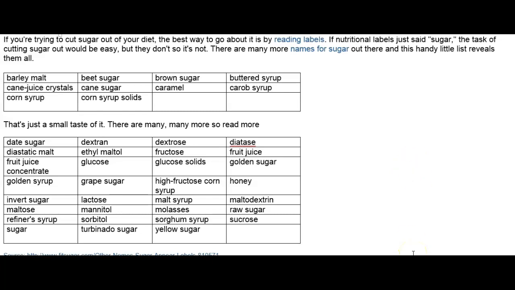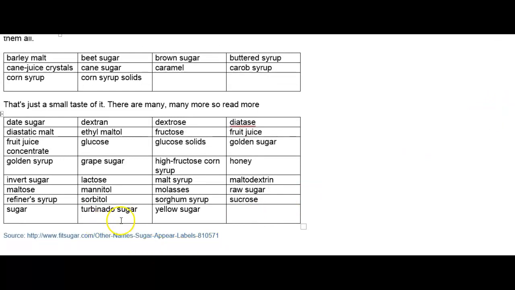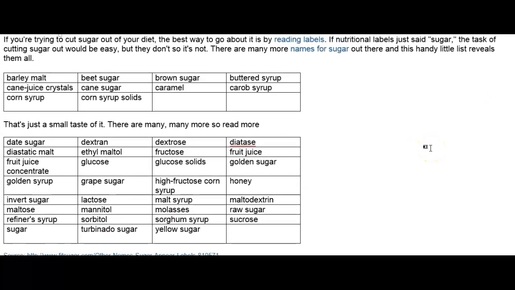So barley malt. Probably the ones that say sugar give it away, huh? Let's look at these ones down here. If it ends in O-S-E, like maltose, that's sugar. Mannitol, sorbitol. Turbinado sugar is, okay, so we have our really super processed sugar. Turbinado is a little less processed. Sometimes you'll see that turbinado, so it's not as processed, and it looks a little brown. So you can look at these. There's a lot of other ones too.